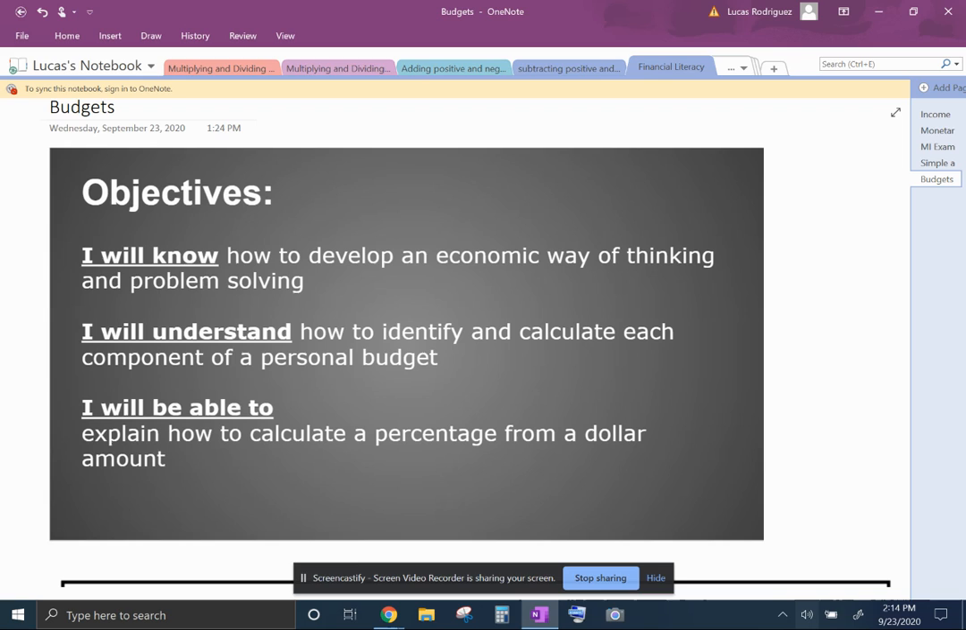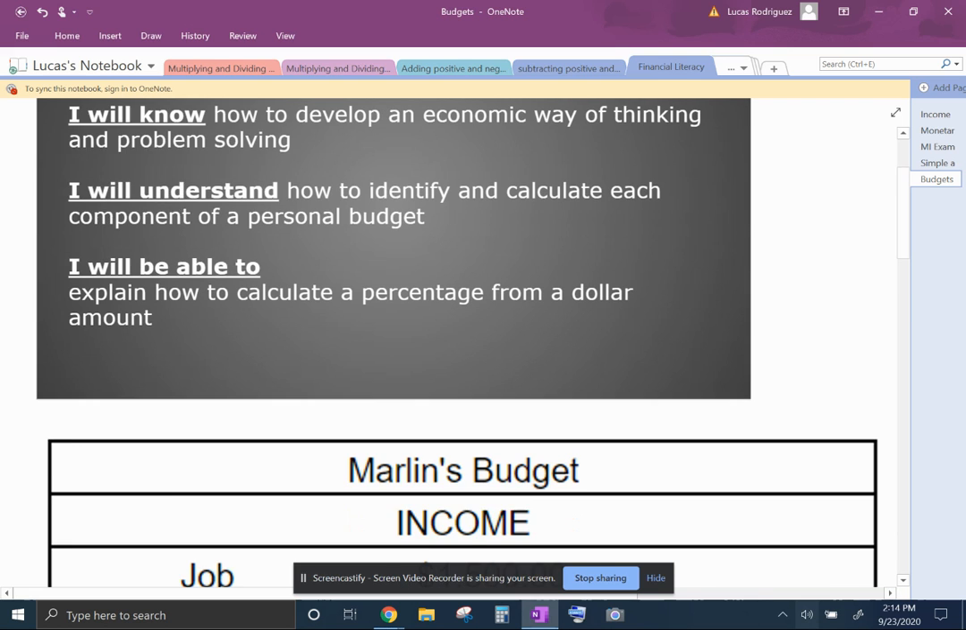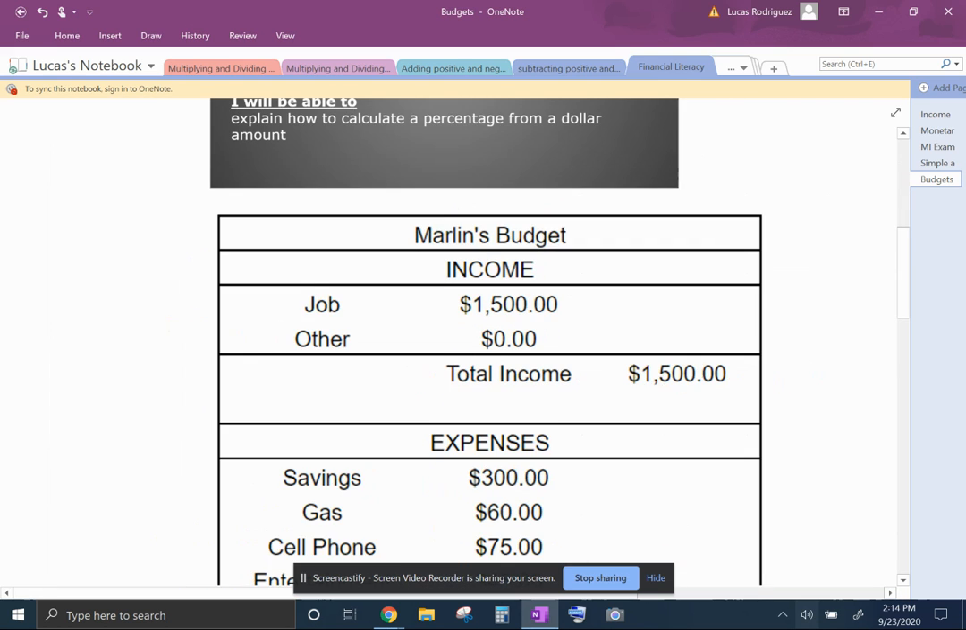And so I hope you got a lot out of the last video that you watched over how to create a budget. It gives a lot of great information and it even goes over some of our vocabulary. So today our objectives are: I will know how to develop an economic way of thinking and problem solving. I will understand how to identify and calculate each component of a personal budget. And I will be able to explain how to calculate a percent from a dollar amount in a given category on the budget. So let's get to it.